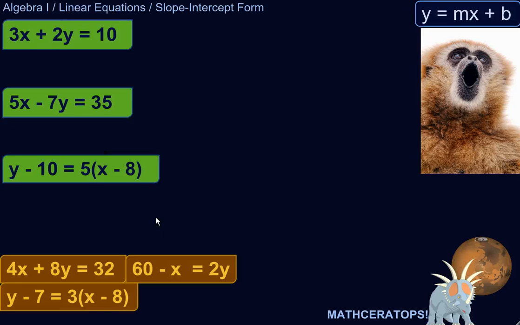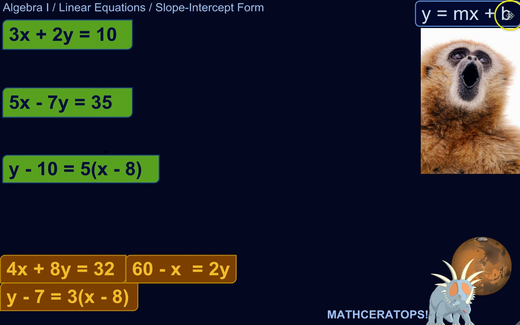Alright, I want to show you how to rewrite any linear equation into the slope-intercept form, which looks like this, which means you've got y by itself on one side of the equation equals some number times x plus some other number. And the number times x actually turns out to be the slope of the line, and this constant over here represents the y-intercept of the line.